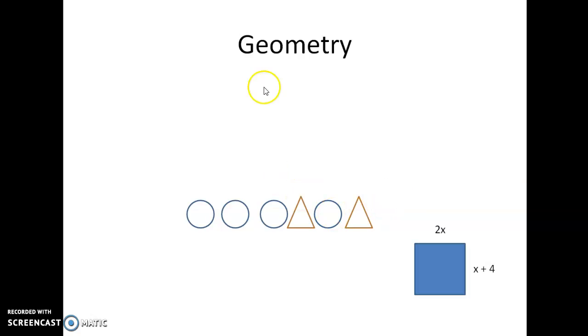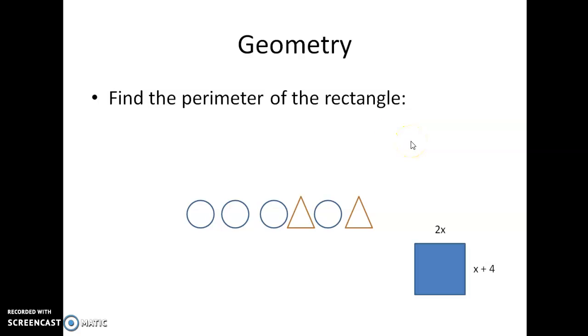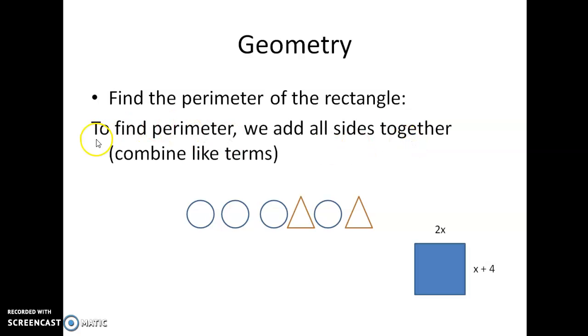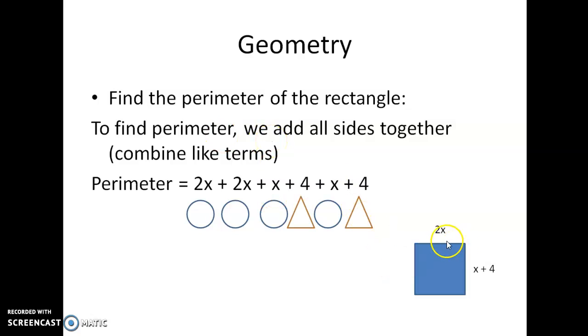All right, last thing I want to take a look at is a geometry example. So I've got a rectangle down here, and ignore these shapes for right now. I have this rectangle where one of the sides is 2x and the other side is x plus 4. I want to find the perimeter of the rectangle. So if you remember, perimeter is when we add all the sides together. Okay, so I've got 2x here, which means right across from it is also 2x. I've got x plus 4 over here, which also means the side across from it is x plus 4.